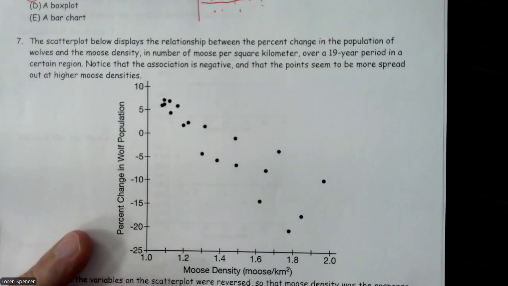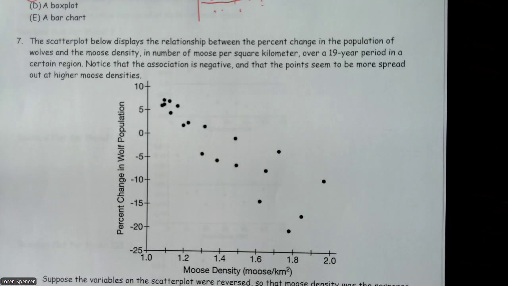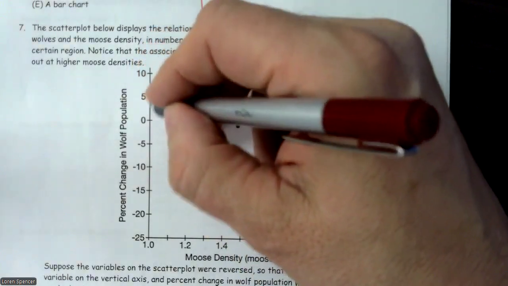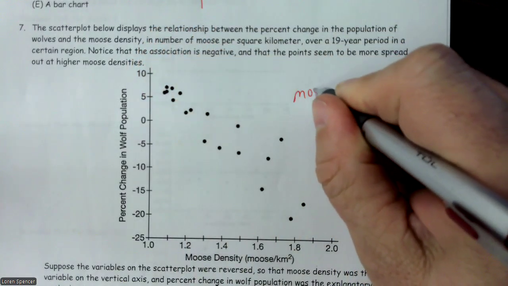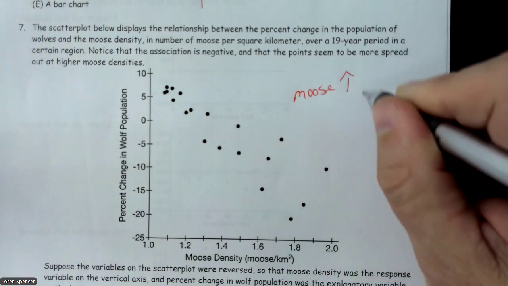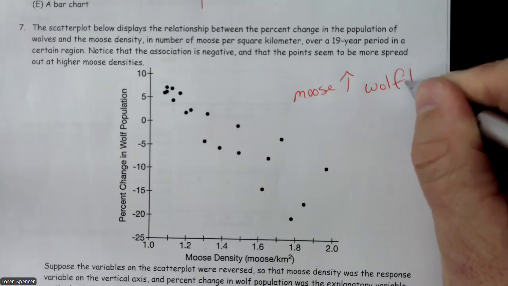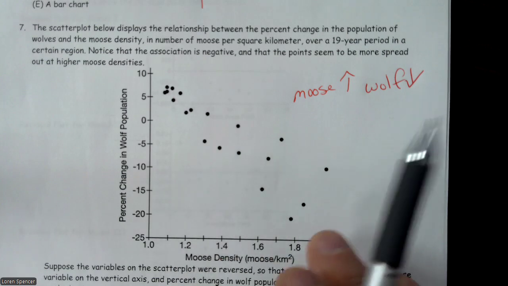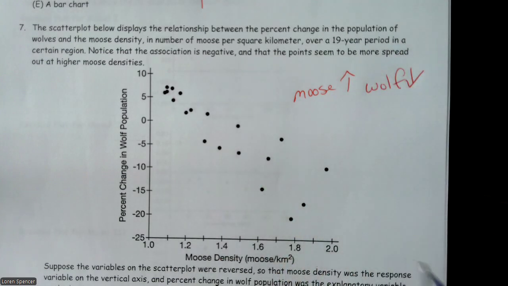Number 7, the scatter plot below displays the relationship between the percent change in the population of wolves and moose density in number of moose per square kilometer over a 19-year period in a certain region. Notice that the association is negative. As the moose increase, the wolf seems to decrease. So as moose goes up, wolf goes down, because the wolves are going this way and the moose are going up. Also, I notice there's greater variation.